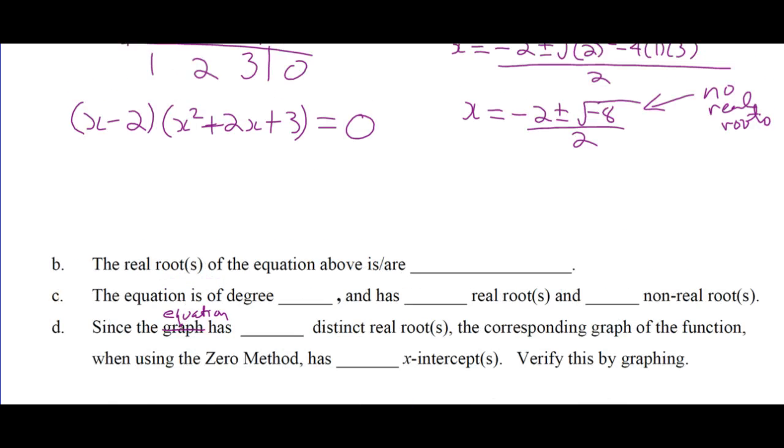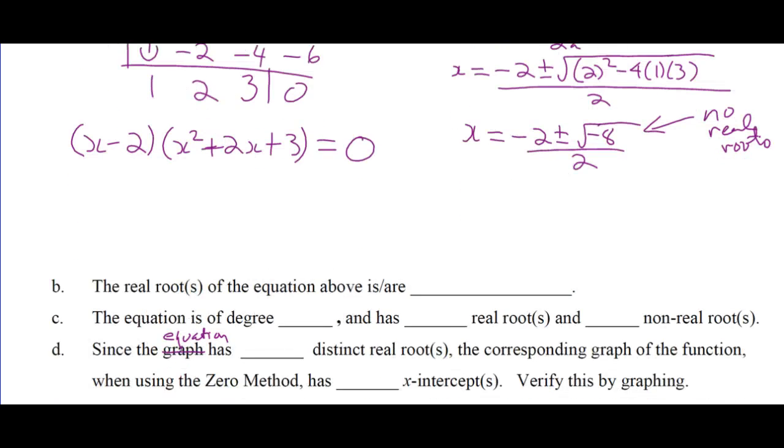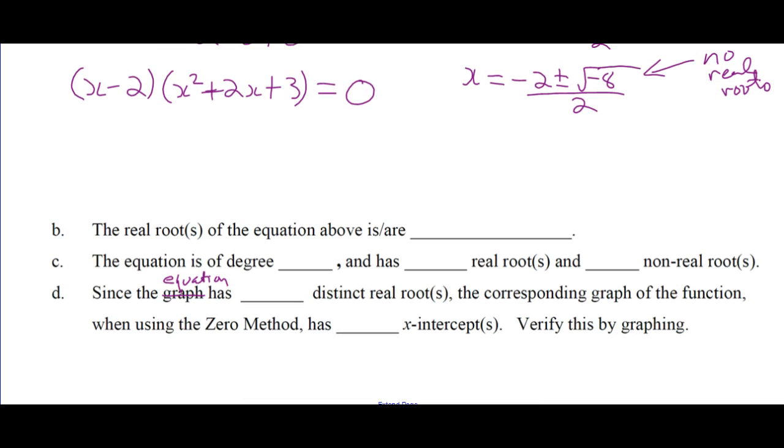So the real roots of the above equation, what's the real root? 2. So the real root is 2. The equation is of degree 3, and we've got the real root 2, so we shouldn't say 0 here. So it has one real root, and that's 2. And here are the other two, right? It's negative 2 plus the square root of negative 8 over 2, and negative 2 minus the square root of negative 8 over 2, which we're not worried about, the non-real.